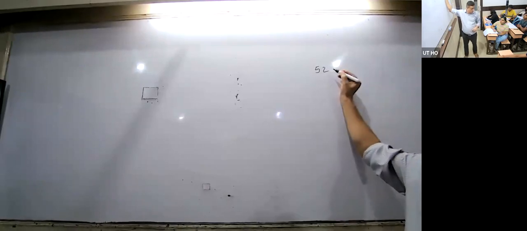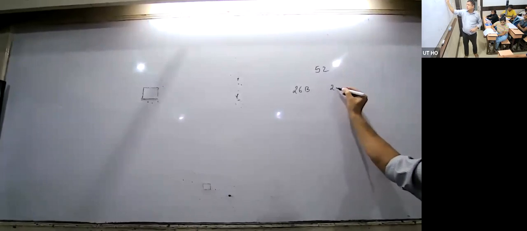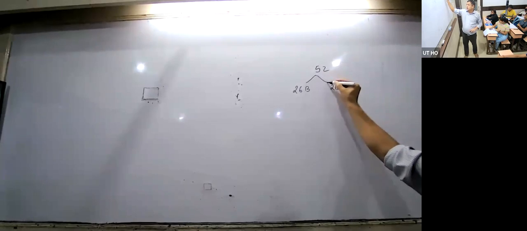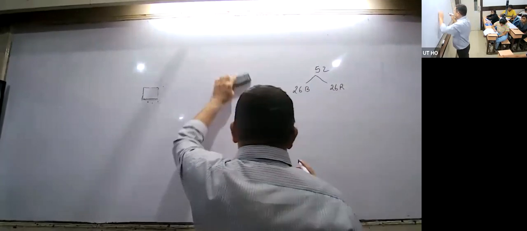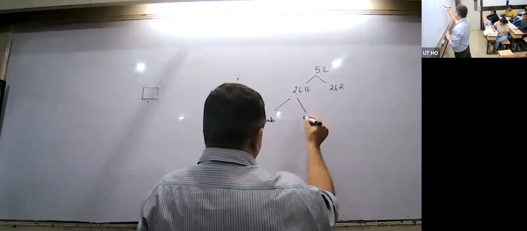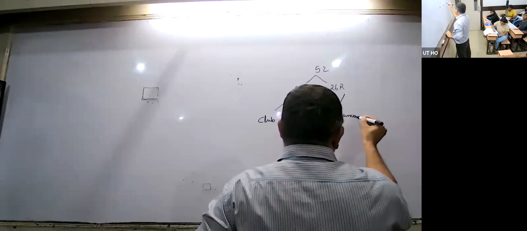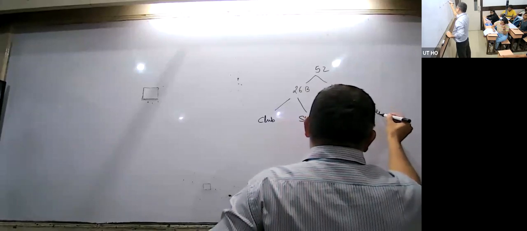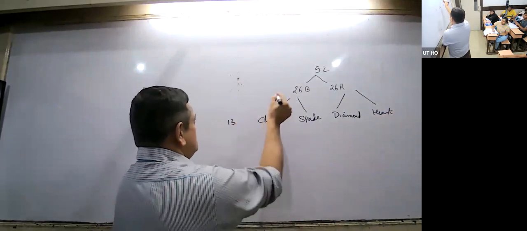Okay, look here. Cards: there are a total of 52 cards. That much all of you know. There are 26 red cards and 26 black cards. How many colors are there for the cards? Two colors, 26 each. Next, we say four suits. Four suits means this is called club, then spade, then diamond, then heart. There are 13 of each.